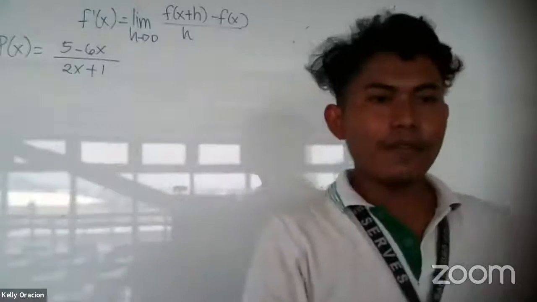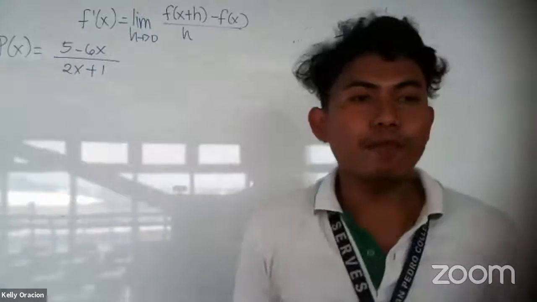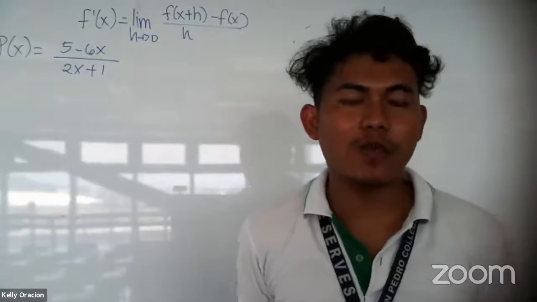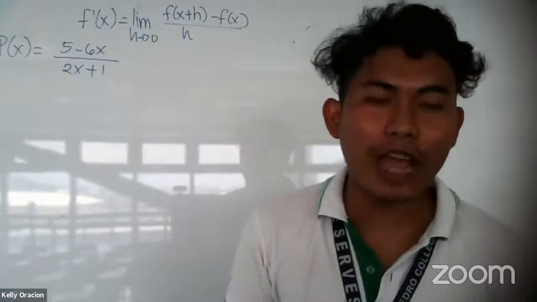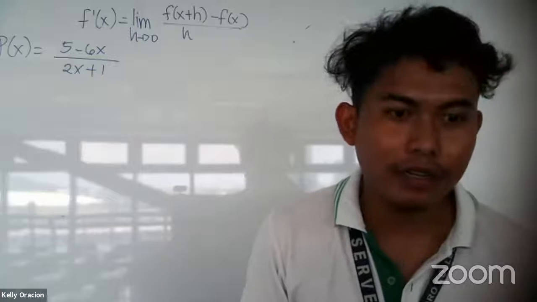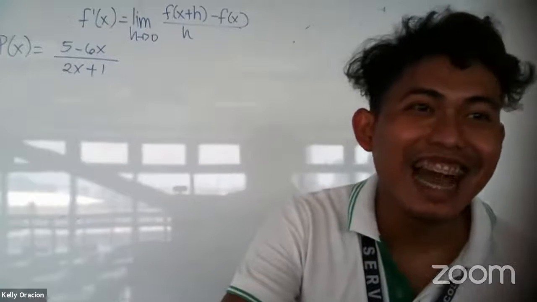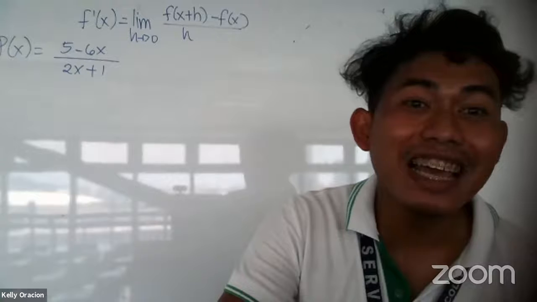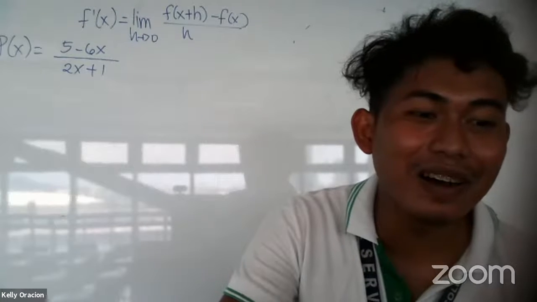Okay, let's have this example: 5 minus 6x over 2x plus 1. Tingnan mo, include iyon. The denominator is 2x plus 1 squared. What answer? The denominator is 2x plus 1 squared. Yeah, that's the shortcut.